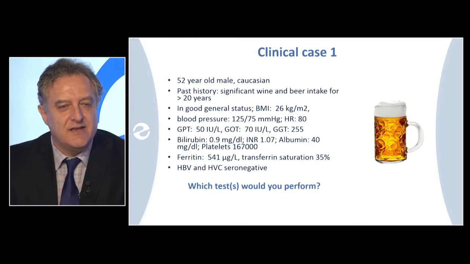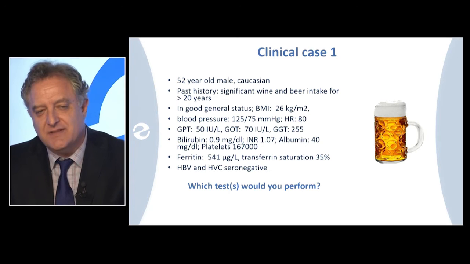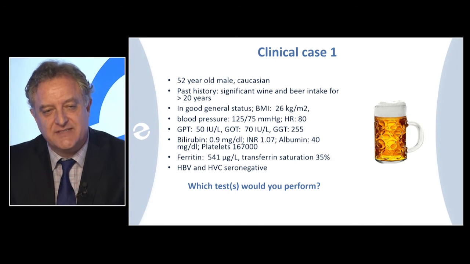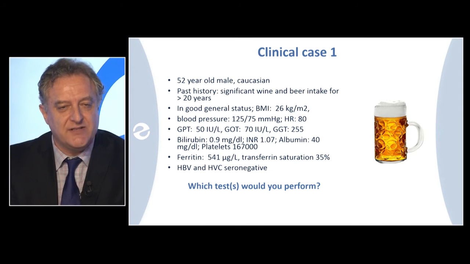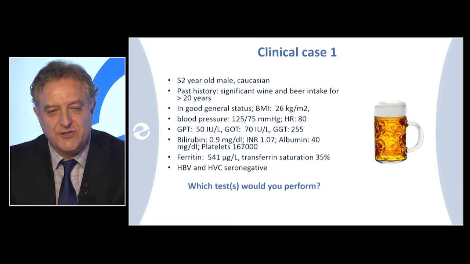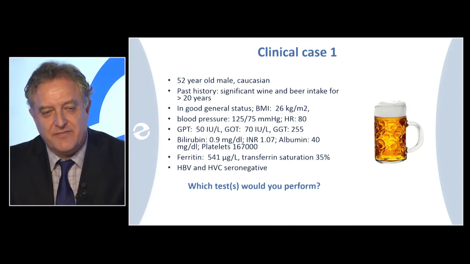The first clinical case is a 50-year-old Caucasian with a significant wine and beer intake for 20 years or more. He is in good general status. The BMI is slightly elevated. Normal blood pressure and heart rate. The GPT is 50, slightly elevated. GOT is more elevated, 70. GGT is elevated to 55. And the liver function tests are normal.